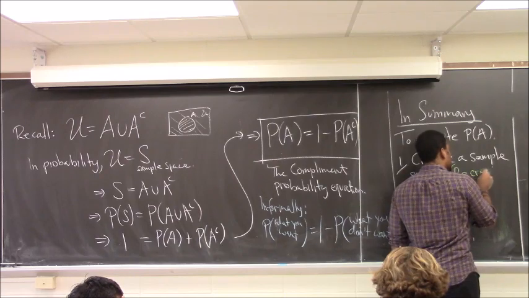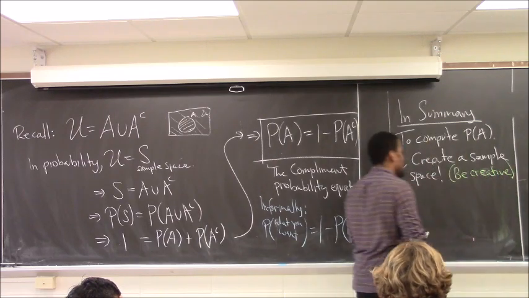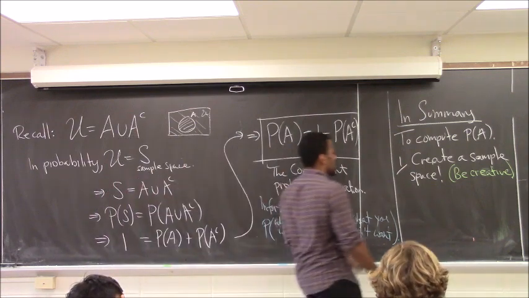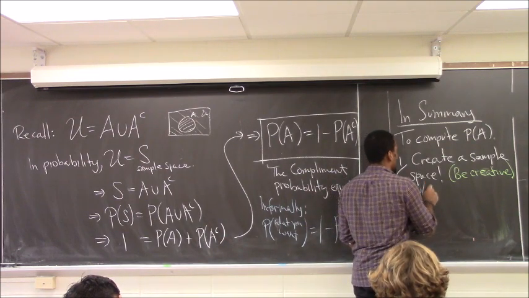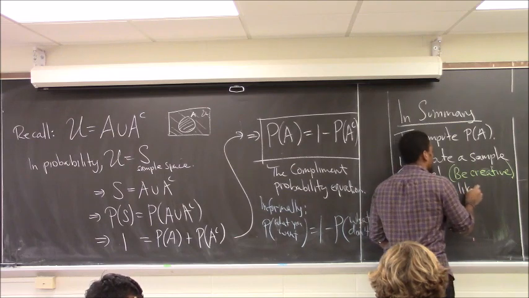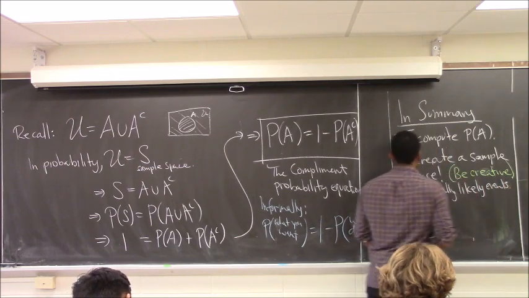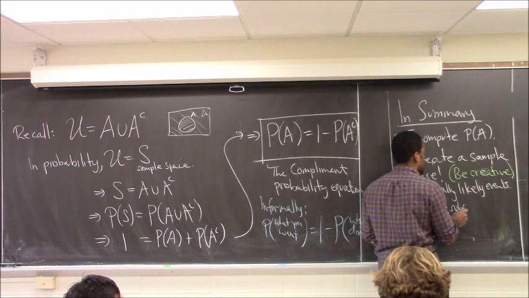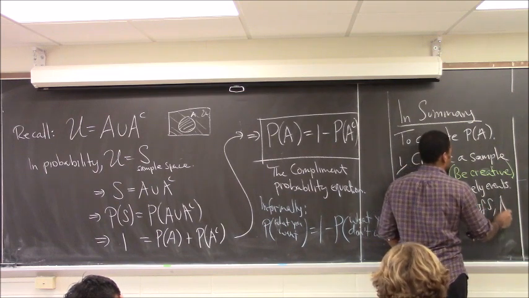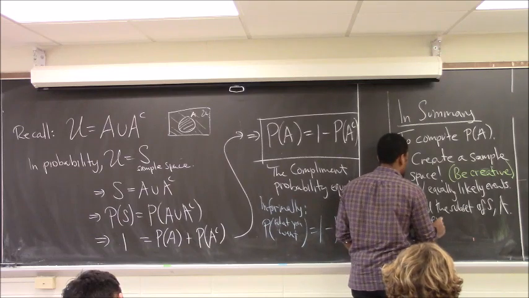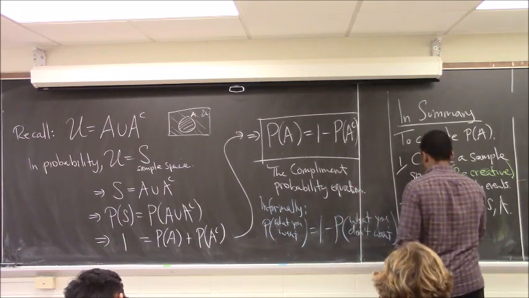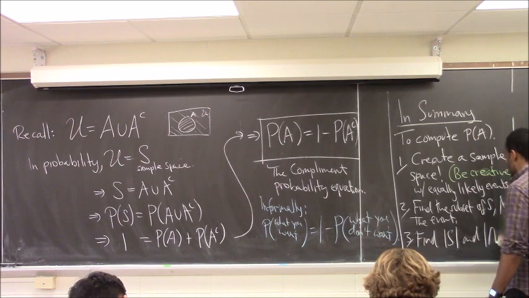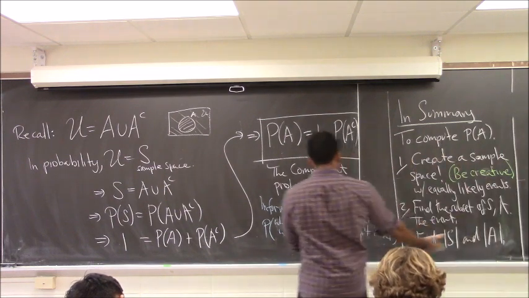Now, of course, I'm going to talk about many situations, and we're going to be able to set up different kinds and think about when we can think about the sample space in what way, with equally likely events. 2, you are going to find the subset of S, A. This is the event. 3, you are going to figure out the size of the sample space and the size of A.